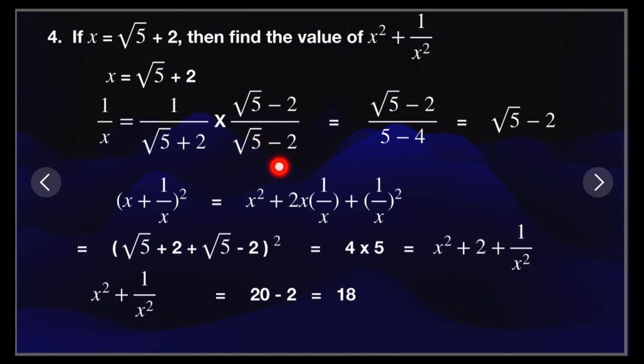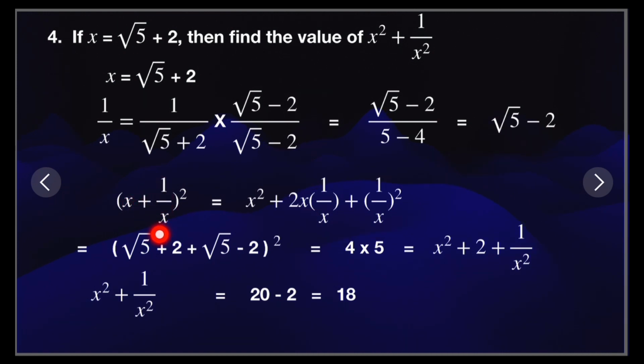Multiplied by (√5 minus 2), both numerator and denominator. So numerator becomes √5 minus 2. Denominator is, this will be 5. (√5) whole square is 5 minus 2 square is 4. So 5 minus 4 is 1. So this is 1 upon x is equal to √5 minus 2. Okay. Now this is a formula. Please remember this. This is very important.